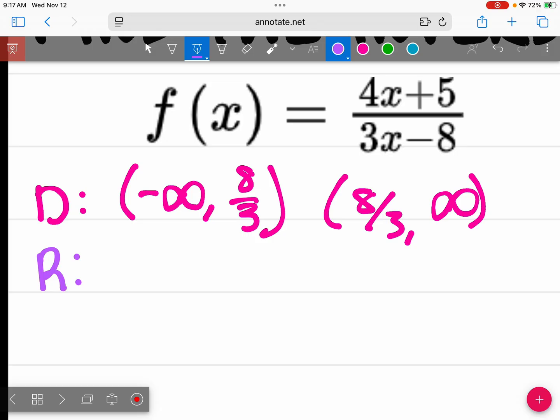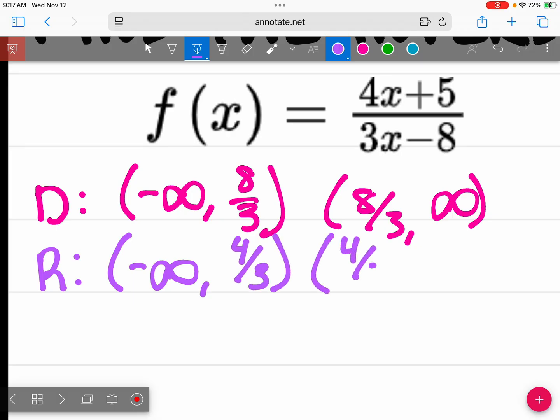4/3. It's that ratio of our leading coefficients. So it's everything except 4/3 in our range. So we jump over our 4/3 and we call it good. So from that alone, I could have my domain and range of my inverse. We're actually going to find our inverse, and then I'll write it down.